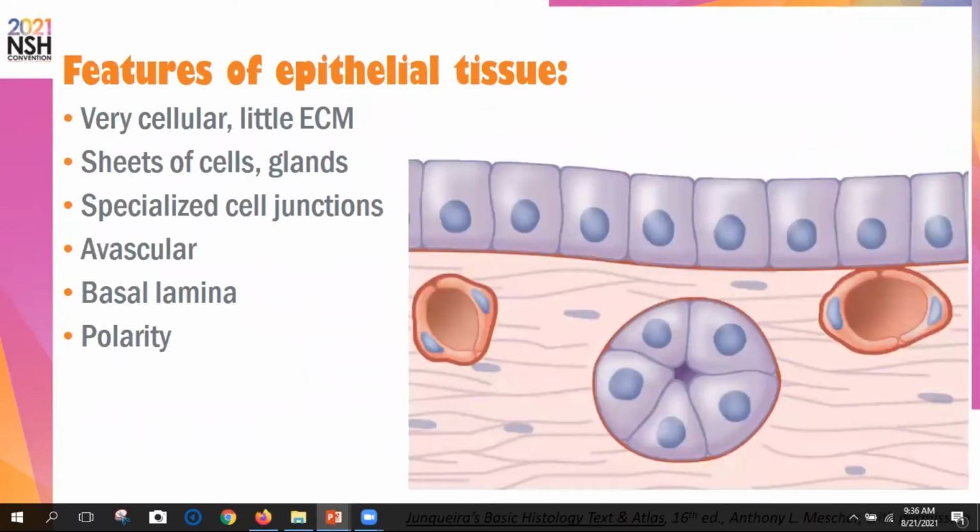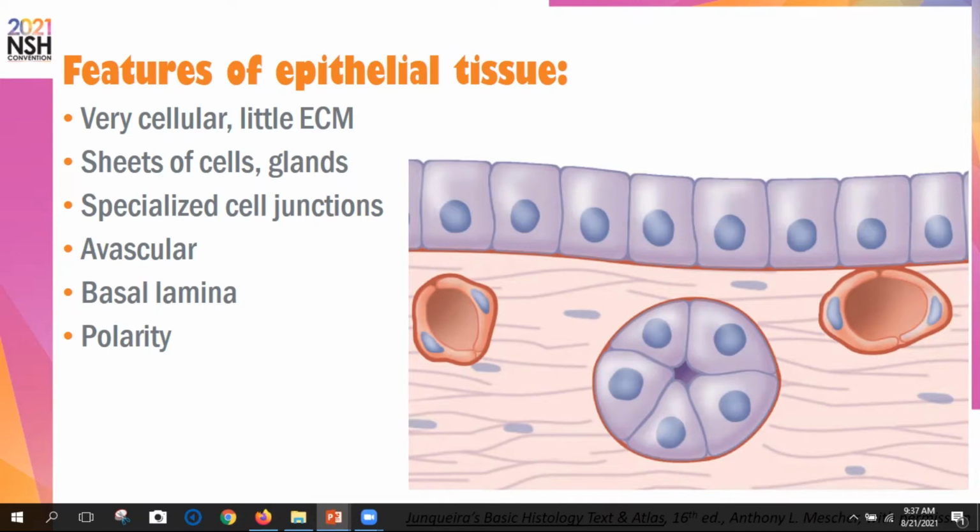Okay, so what happens is epithelia has some features here that we need to identify, and they're quite lovely in this figure taken from Gartner, Basic Text and Atlas, and this is from Mescher, McGraw-Hill, and I've cited that at the end. Excellent resource. I've used it in my classes for roughly 30 years. So let's take a look at this.